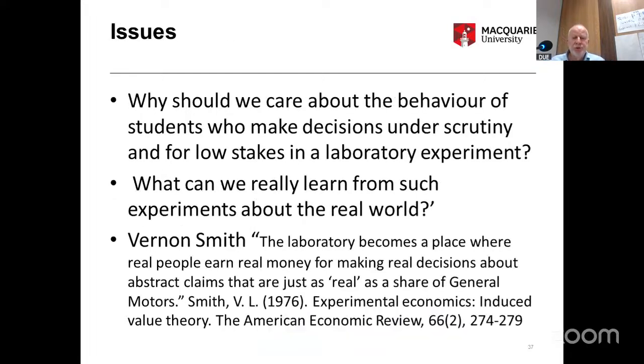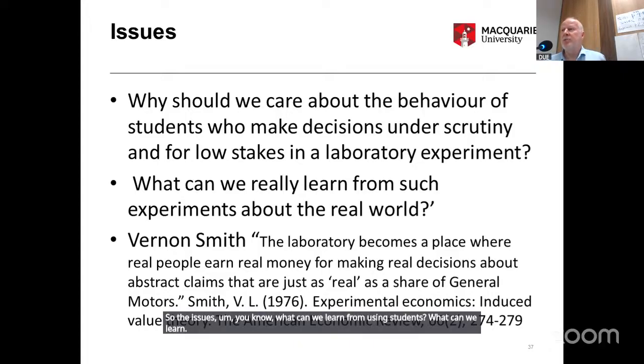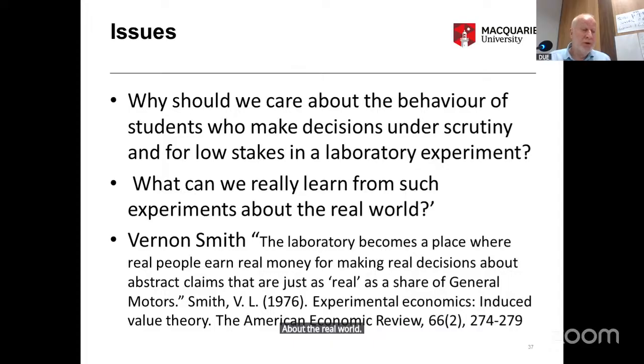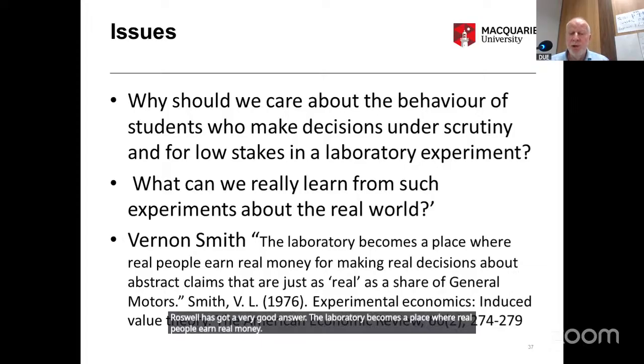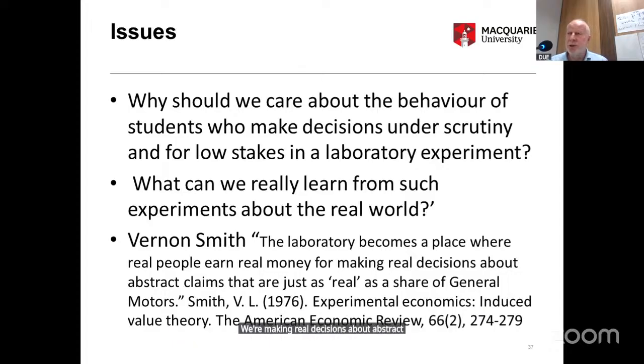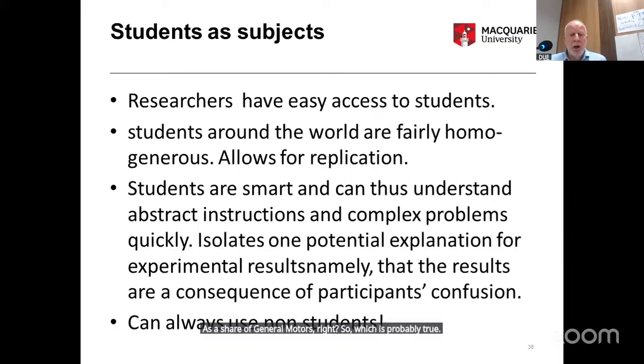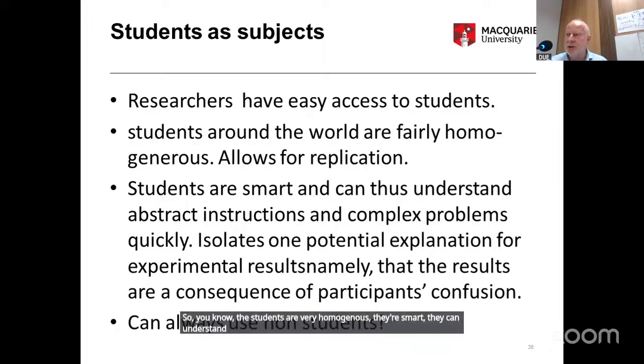So the issues: what can we learn from using students? What can we learn about the real world? Well, Vernon Smith, the Nobel Prize winner, has a very good answer. The laboratory becomes a place where real people earn real money for making real decisions about abstract claims that are just as real as a share of General Motors, right? Which is probably true. The students are very homogenous, they're smart, they can understand what you're getting at in the experiment.